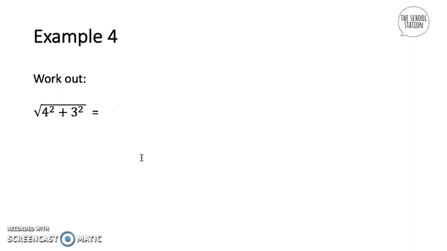Now we have example 4, and example 4 is telling us to work out 4 squared plus 3 squared, and it's actually the square root of this problem. So again, I want you guys to pause this video and try to answer this question.